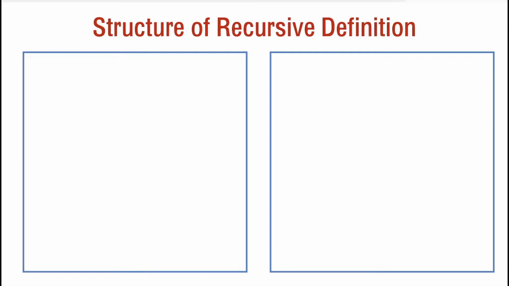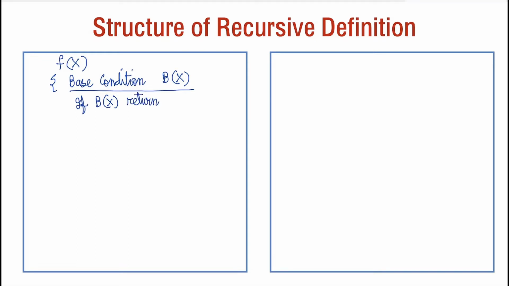So in order to understand the divide and conquer approach, let us understand what our recursive definition structure looks like. Our function is f(x). In order to solve this f(x), we have what is called a base condition, and let us say this base condition is denoted by a Boolean function b(x). Based on this, we write our code as: if b(x), then we return the result of the base condition, and let us say that result is a function j(x). So this is our first step.